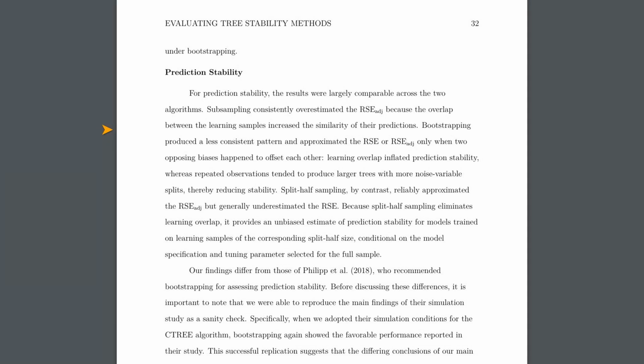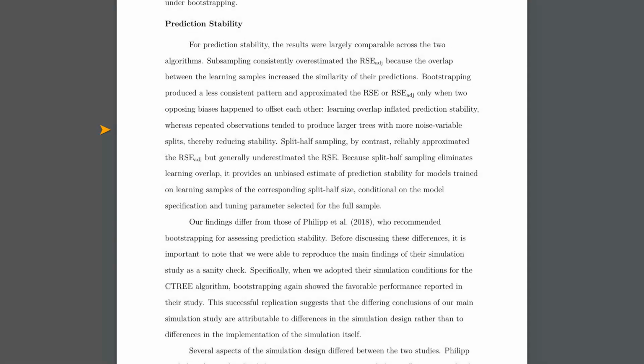The researchers acknowledge that their simulations, while realistic for psychology, didn't include everything, like when variables are highly related to each other, multicollinearity, or when measurements have errors. These things could make stability even more of an issue. They also point out that how you tune your decision tree model itself can greatly affect stability. And this is an area for future research. How can we tune for stability directly, not just for prediction accuracy?